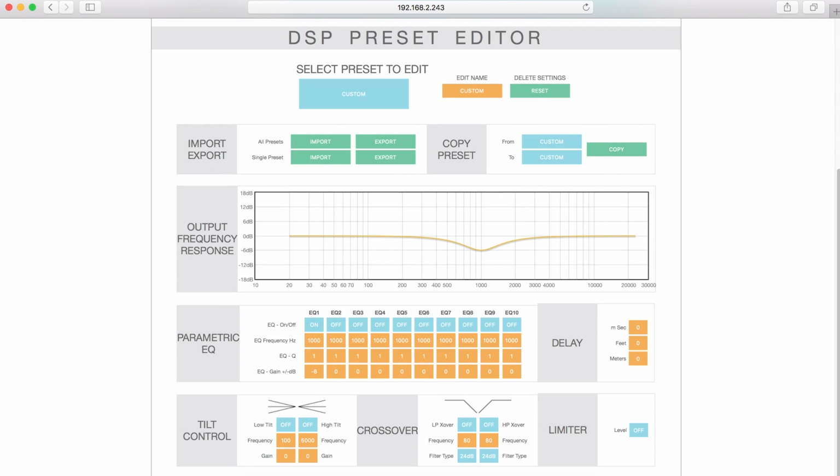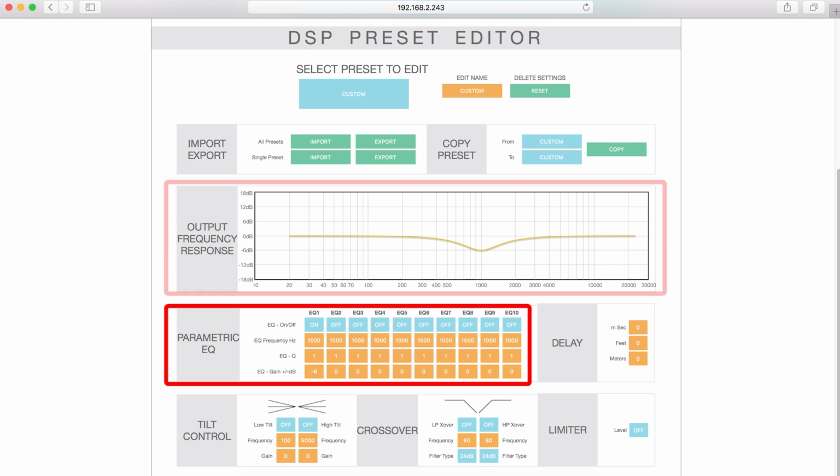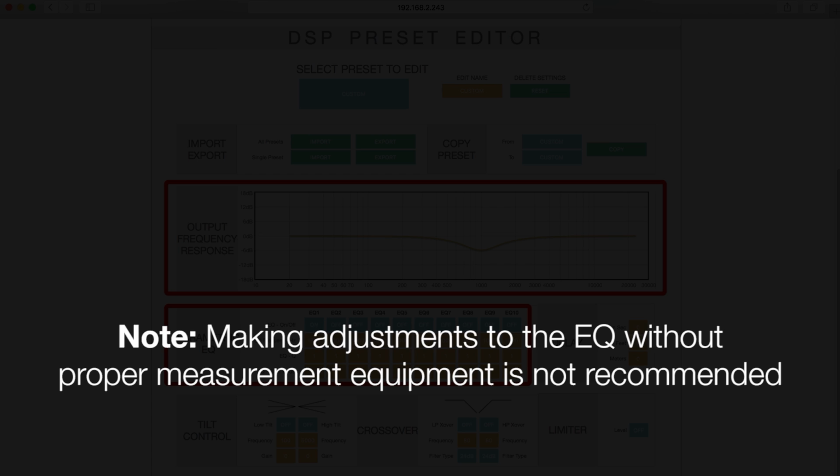Sonance DSP amplifiers feature a 10-band parametric EQ. Adjustments made to the EQ will be reflected in the output frequency response graph above. Please note that making adjustments to the EQ without proper measurement equipment is not recommended.